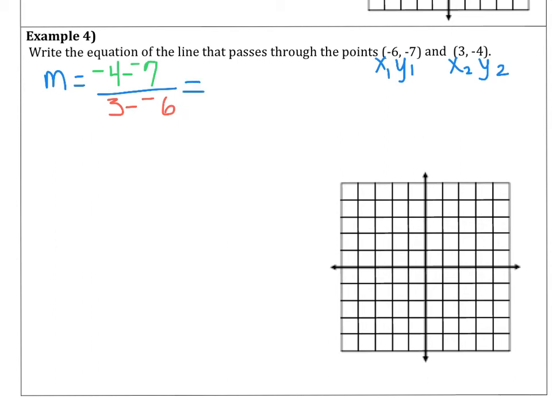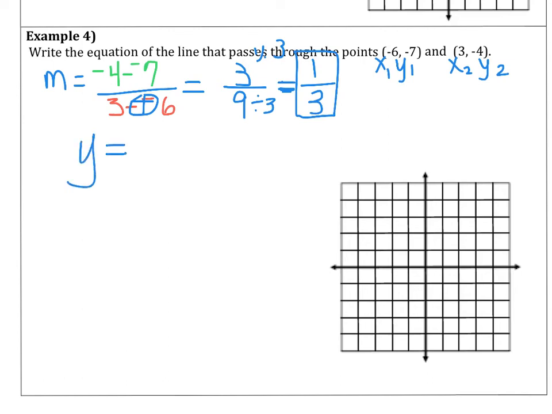Let's simplify. -4 minus -7 would be a +7. -4 plus 7, isn't that a +3? And then 3 minus -6 would change to a big addition. So 3 plus 6 would give you 9. Simplifying this fraction here, what goes into 3 and 9? We want to divide those both by 3. 3 divided by 3 is 1. 9 divided by 3 is 3. So our slope is 1/3.